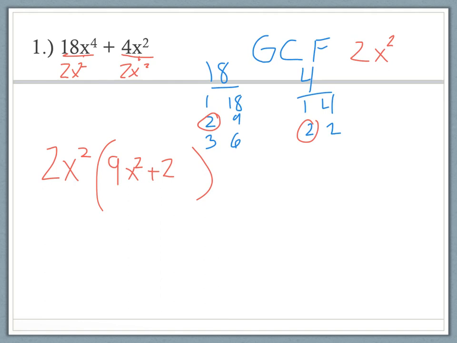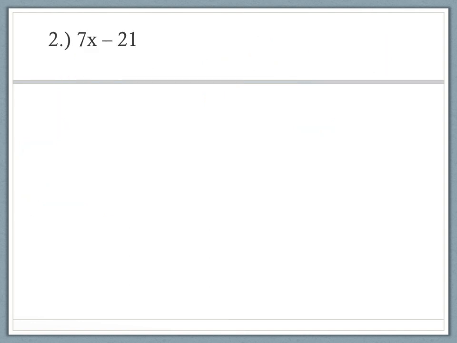Okay, so notice how I rewrote my GCF out front, and then I'm going to write what I have left behind in parentheses. Okay, and this is going to be my final answer. I know that I'm done when I look at the stuff inside of the parentheses and notice that there's nothing else I can take out of both of those. Okay, 9 and 2, there's nothing that goes into both of those. One has x's, the other doesn't, so I am done. That is my answer.